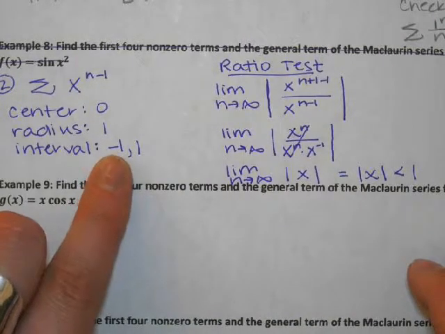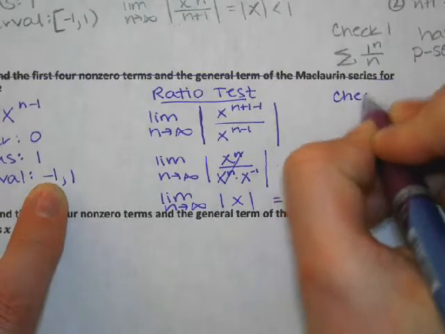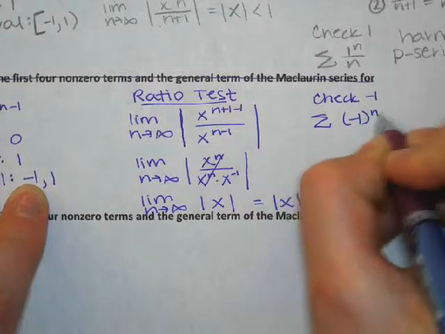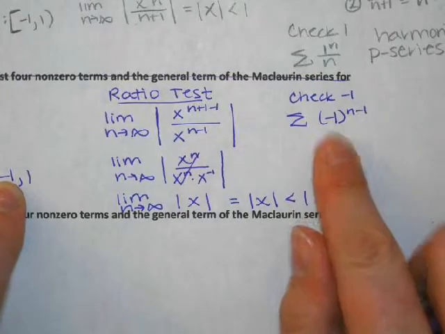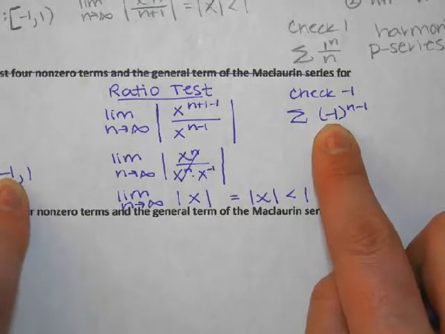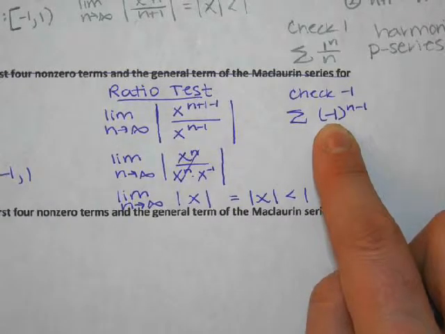So if I check -1, I'm going to get -1 to the n minus 1. And what type of series is this? You could say alternating. The alternating series test would be inconclusive, though. Why would it be inconclusive? There's no bottom. It would have to go to 0, and it wouldn't go to 0. So what's another test we could use on this one?